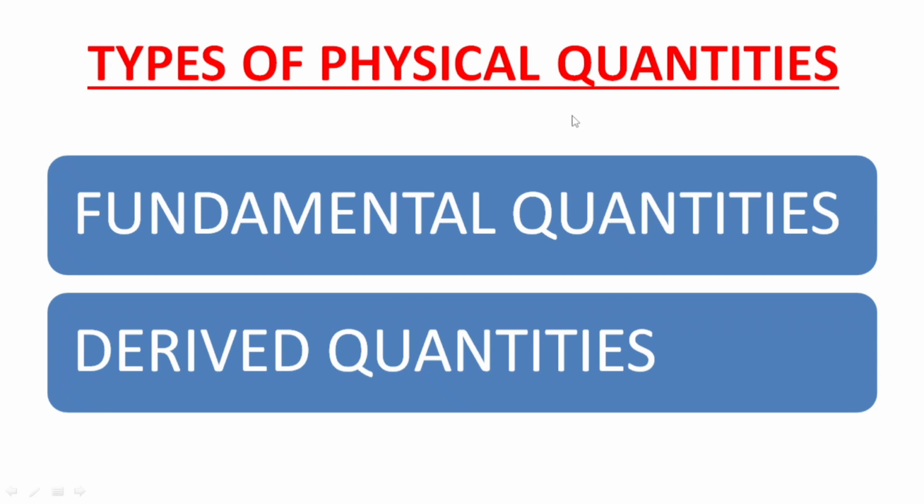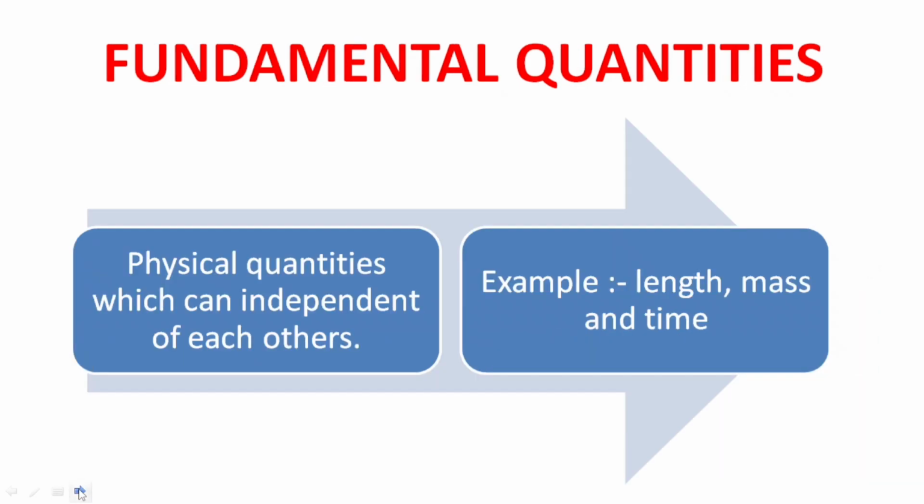So types of physical quantities: there are two types. First one is fundamental quantities, another one is derived quantities. First, fundamental quantities. Physical quantities which are independent of each other are called fundamental quantities. For example, length, mass, and time. So they are called fundamental quantities.